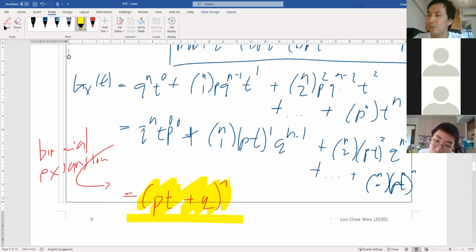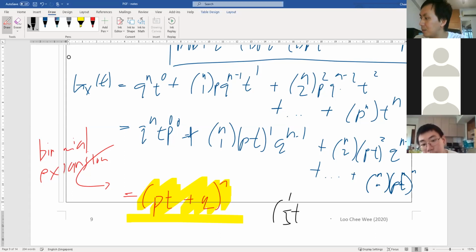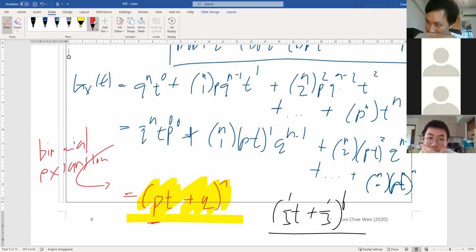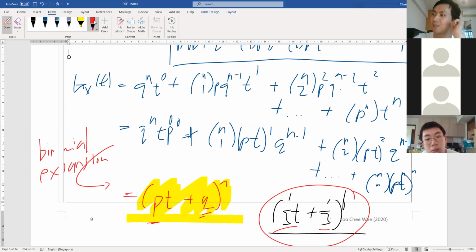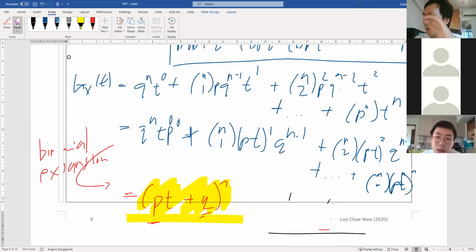Understand? So if a PGF, no matter how I compress it, is not of this form, the yellow highlighted one, then it's not a binomial distribution. So if I have something like 1/3 t plus 1/3 to the power of 6, then this variable is not a binomial distribution, because for a binomial distribution you must have p and q, right? And p and q must sum to 1. Based on what I have here, these two numbers don't sum to 1. So this is not a PGF of a binomial distribution. Hence, this variable is not a binomial guy, even though it's still a distribution somewhere out there. Understand? So these are all the effects of PGF coming in.